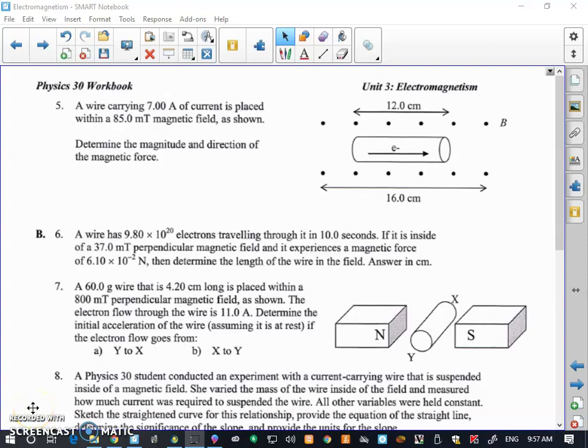Mr. Thompson here. What we're doing is we're looking at page 57. We're working on Unit 3, Electromagnetism. We're just going to finish up this lesson on the force on a current-carrying wire in an external magnetic field.